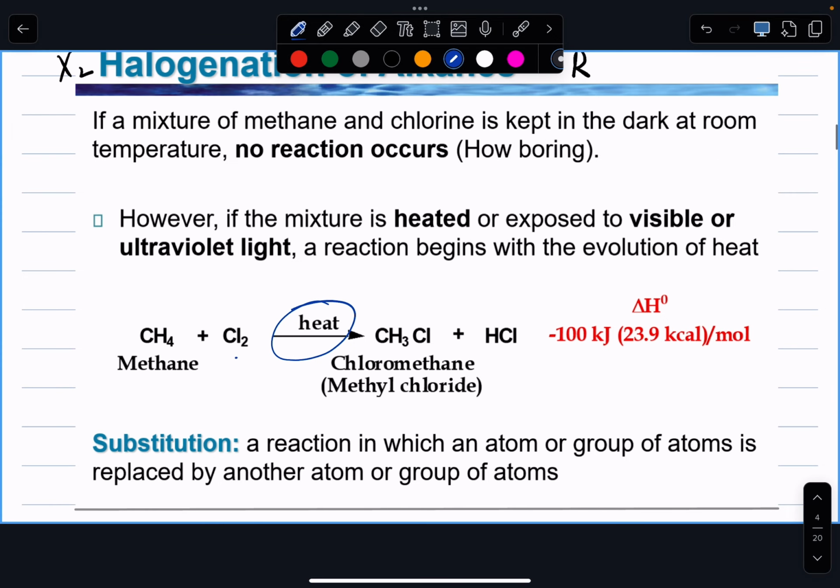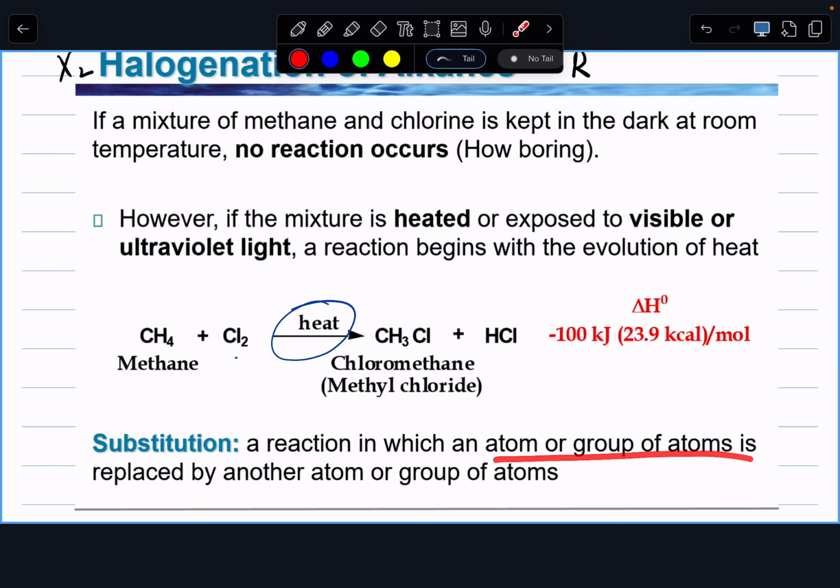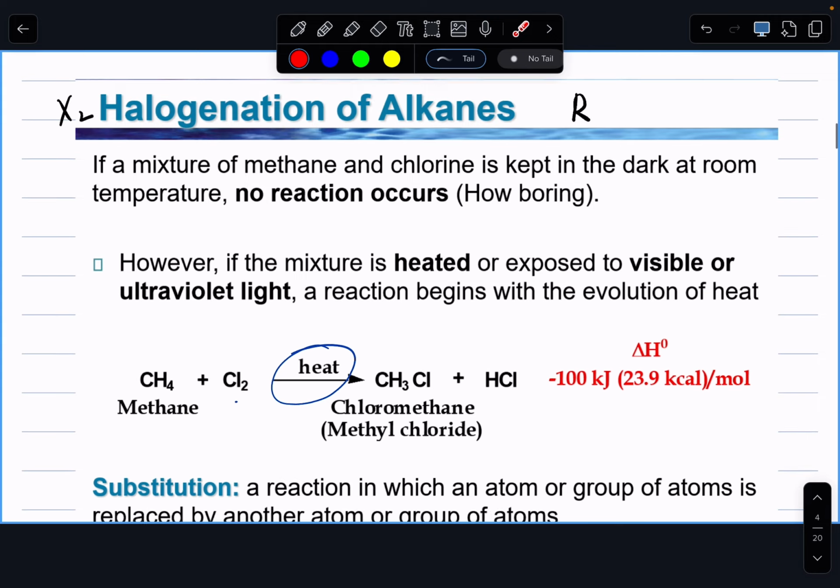And also, like the name here, we call this one a substitution reaction. It's basically one of the C-H bonds being replaced by a C-Cl bond, and the Cl-Cl bond being replaced by a H-Cl bond. When we say substitution, we're saying a reaction in which an atom or group of atoms is replaced by another atom or group of atoms. So something you already know, just refreshing your memory on that.